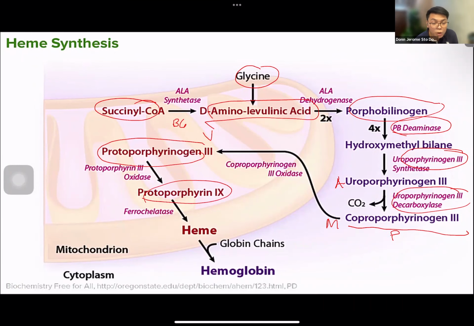Protoporphyrin 9, when you add iron with the help of ferrochelatase, you will form now your heme that can be incorporated in proteins to form your heme proteins. In this example, it's your hemoglobin. Is it clear? Naintindihan po ba?